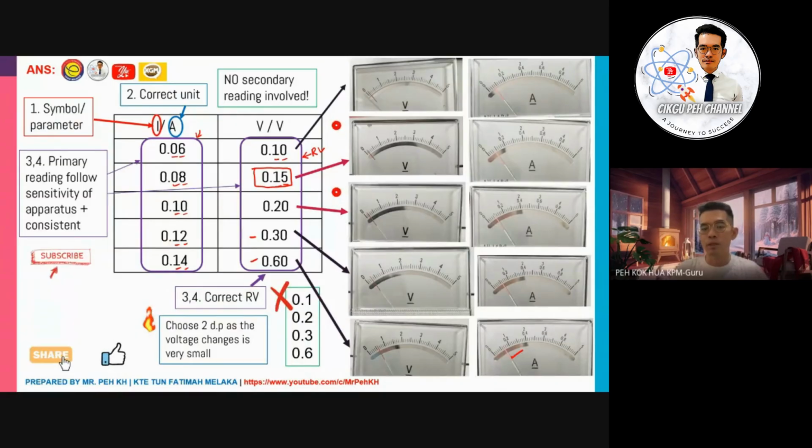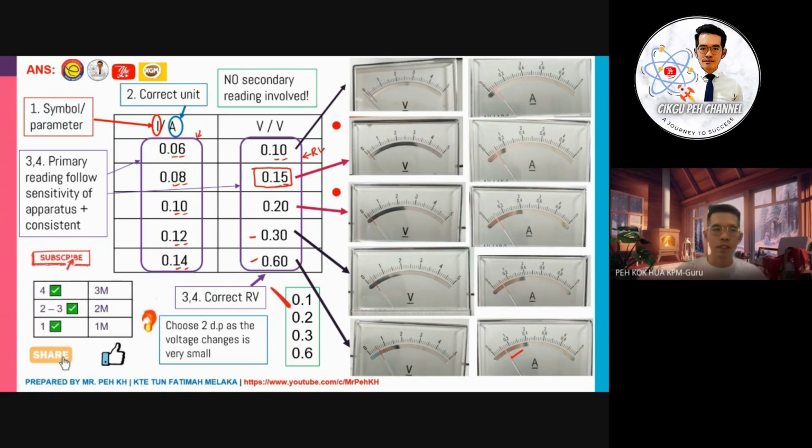If the question involves other secondary readings which you need to calculate, it will be stated in the question. So if you manage to get all 4 ticks here, 1, 2, 3, and 4, correct, you will get full marks. Let's say you get only 2 or 3 ticks, maybe your sensitivity or your consistency is not met, so one of the marks will be deducted. So you will get 2 marks and so on.